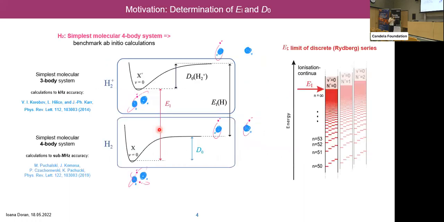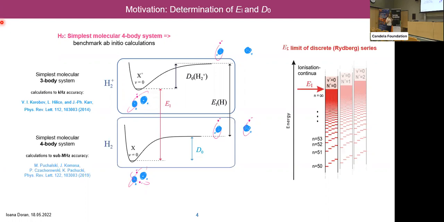So molecular hydrogen is the simplest molecular four-body system. And so this makes it ideal for benchmarking ab initio calculations. You've seen this plot or something similar to this today. So you can see the potential energy curves for molecular hydrogen and for the molecular hydrogen ion. And you see that I marked the two most relevant quantities that we are interested in. So these are the ionization energy and the dissociation energy of molecular hydrogen.